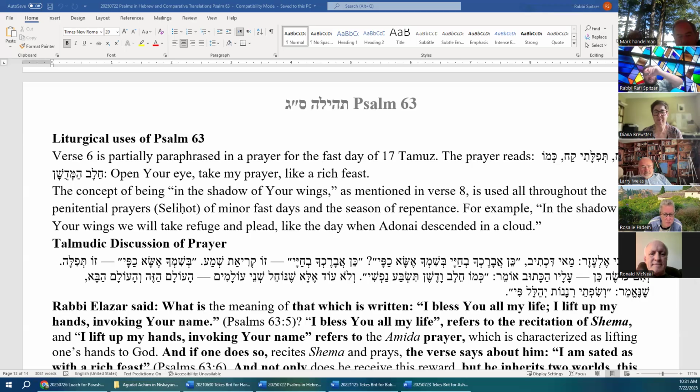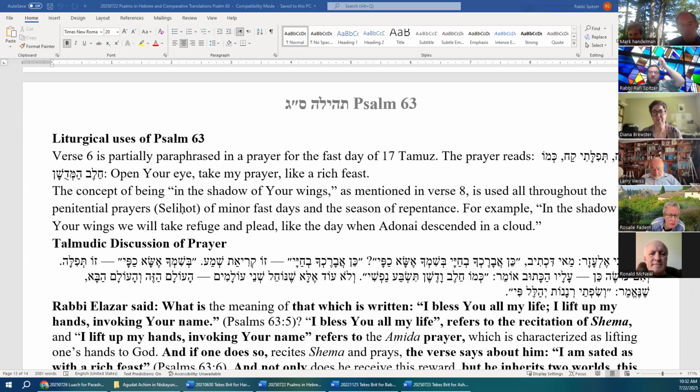And if you read all of the verses of this prayer, what you find is that the first two phrases rhyme, and then the last phrase is a quote from Psalms that contextualizes it. It's like a proof text for that section. So, open your eye, take my prayer like a rich feast. Like a rich feast is a paraphrase of our psalm. And then the concept of being in the shadow of your wings, which is not just from this psalm, but it is mentioned in verse 8 of this psalm.